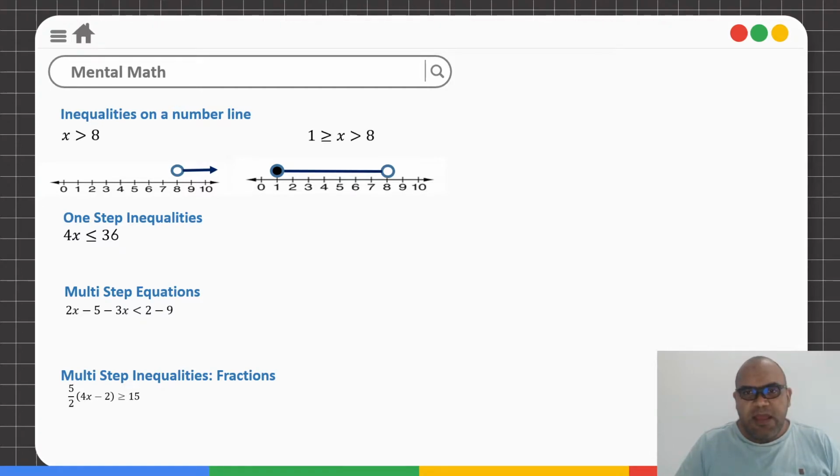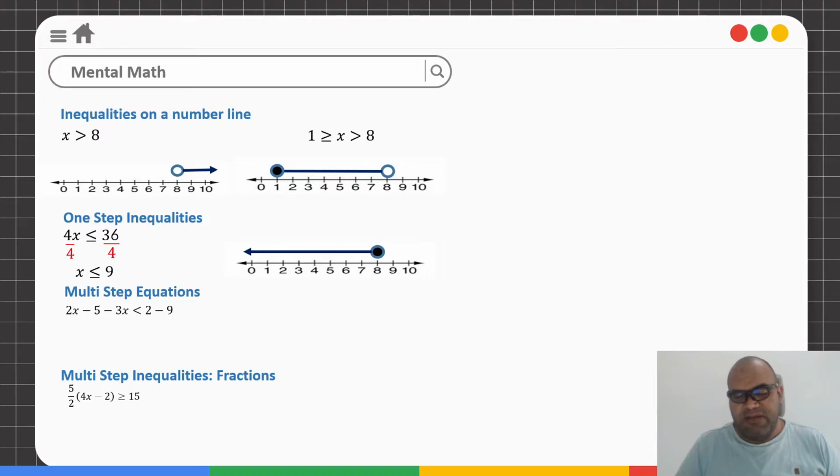One step inequality, as you remember, you solve like a one step equation. For 4x less than or equal to 36, we need to divide by 4 on both sides. After dividing by 4, we get x less than or equal to 9. And we have our number line, as usual. Closed circle at 9 because it's not a strict inequality, and the arrow moves to the left because I'm looking for results less than or equal to 9. Great, guys. Attention over here.